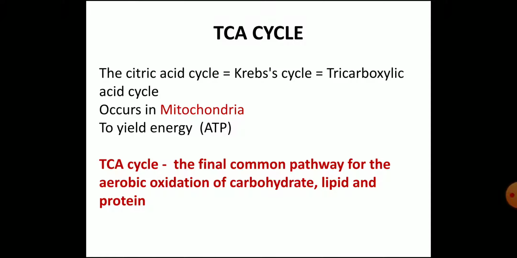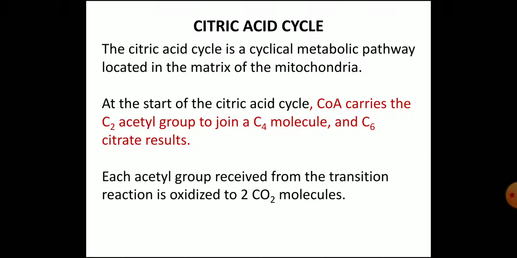And it occurs in the mitochondria, and it yields a large quantity of energy in the form of ATP. So TCA cycle is the final common pathway for the aerobic oxidation of carbohydrates, lipids and proteins. Citric acid cycle is a cyclic metabolic pathway located in the matrix of the mitochondria. So the location of the site of citric acid cycle is the mitochondrial matrix.